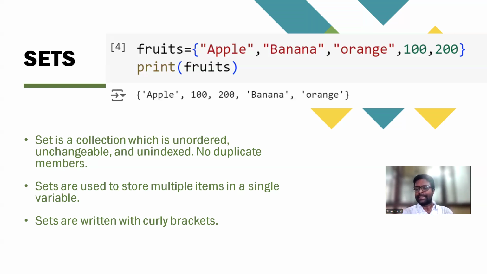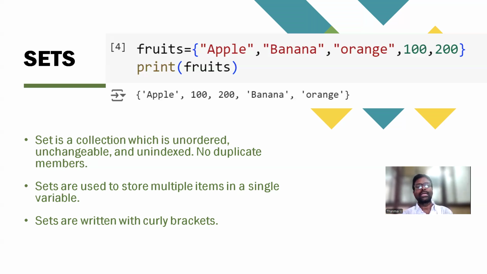Next, once again, we will repeat. A set is a collection which is unordered and unchangeable. You can't change the elements of a set. It is unindexed, so you can't access the elements based on an index value because there is no index for a set. And no duplicate members.